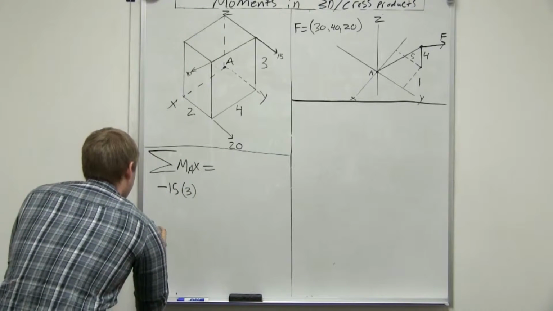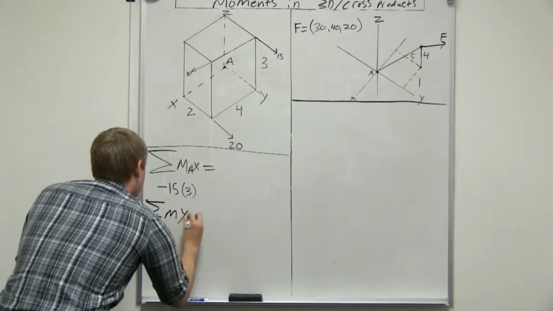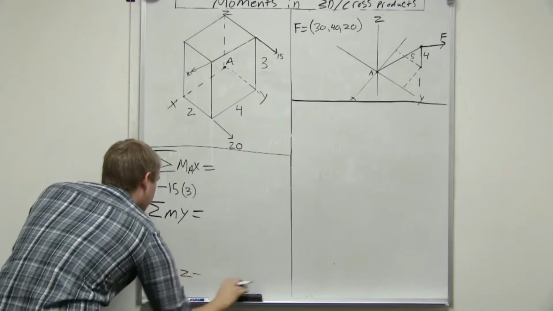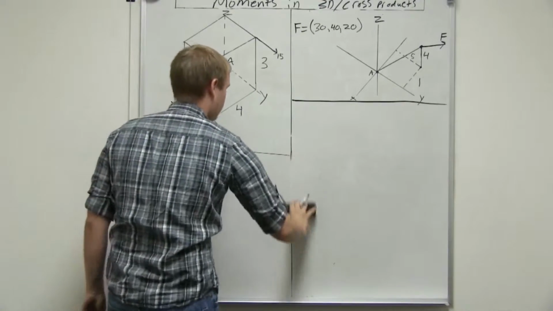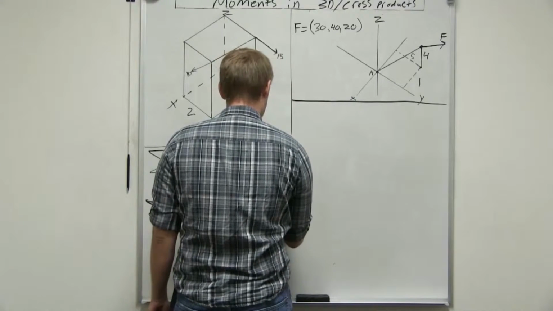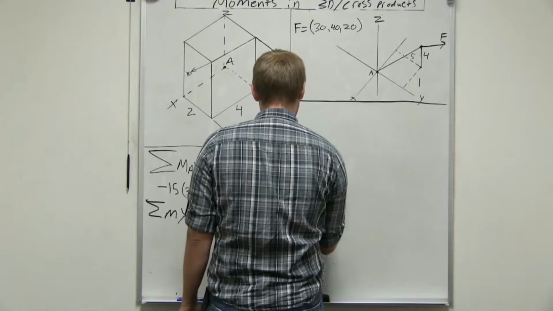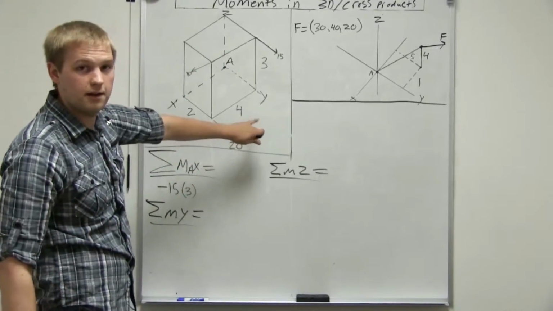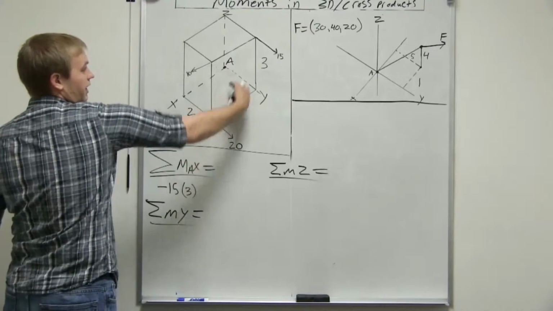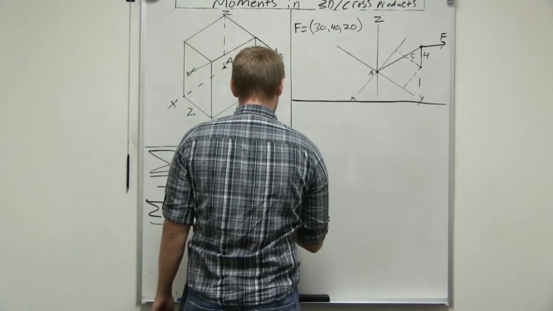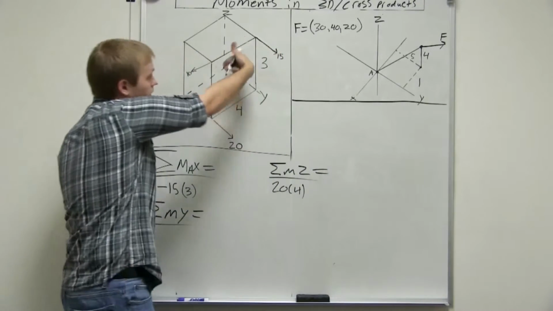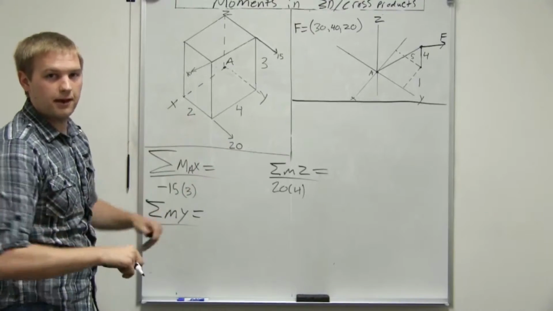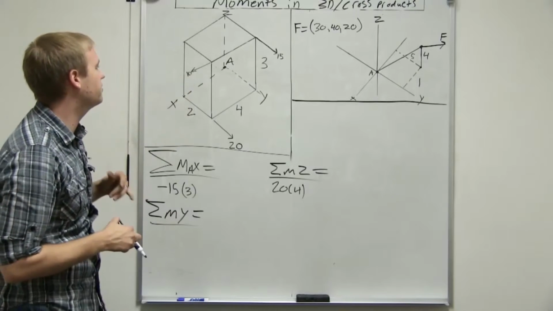So we'll do sum of the moments in the y, and then we'll come down to sum of the moments in the z. Actually, let's do that over here. So then sum of the moments in the z. Okay. So 20 times the perpendicular distance to get us to that axis, which is 4. So we have 20 times 4, and we already determined that that's positive. Okay. 20 pounds does not create a moment about any other axes. So let's move on to the 10 pounds.